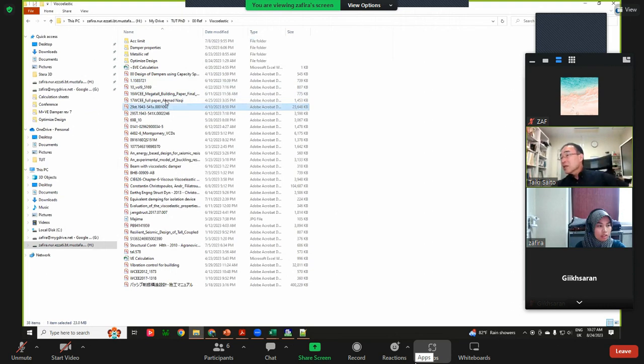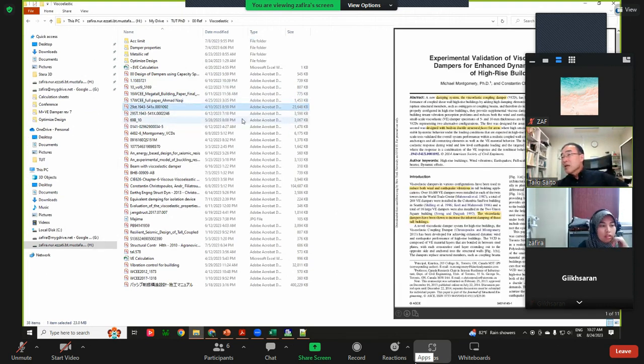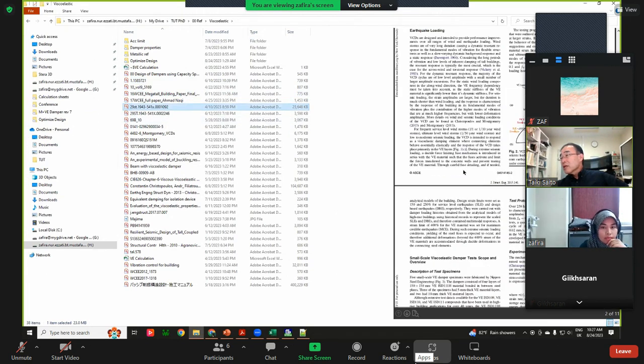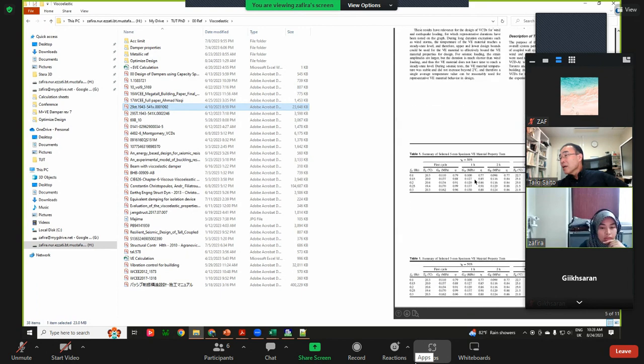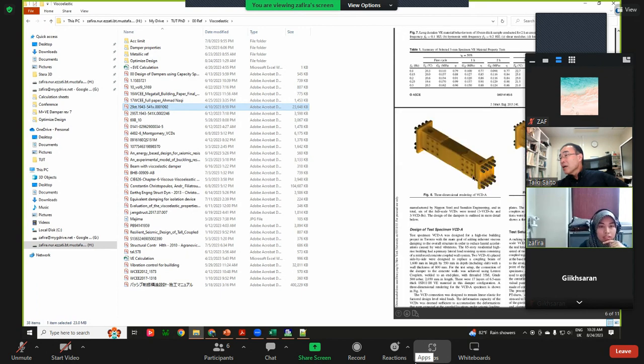And in this case, did they discuss the contribution of the wall and the coupling beam? Mostly they just discuss the damper itself. They don't talk about the wall.